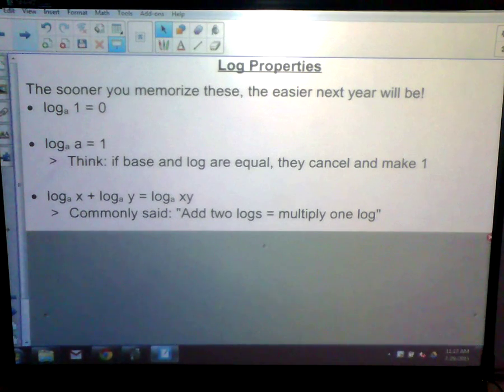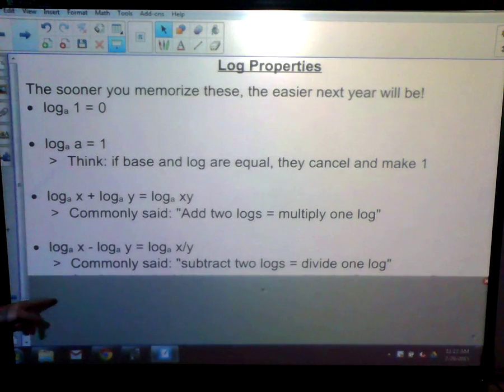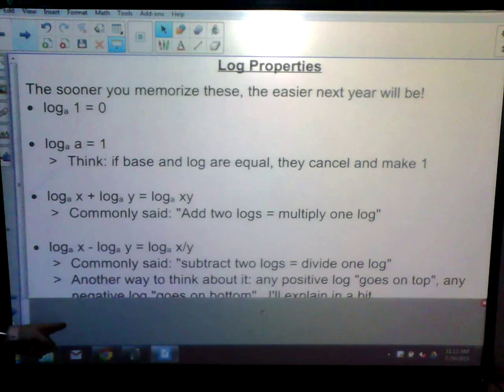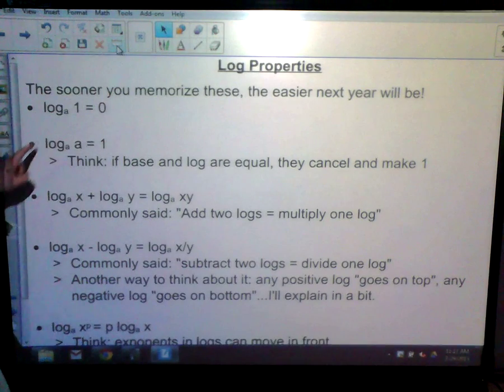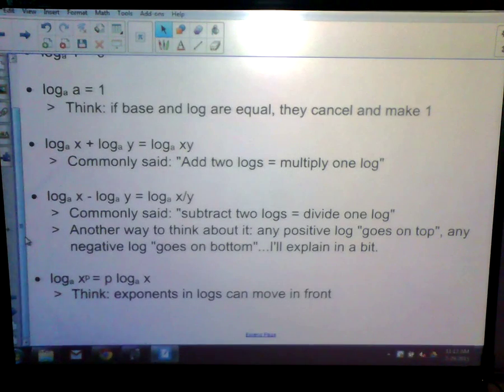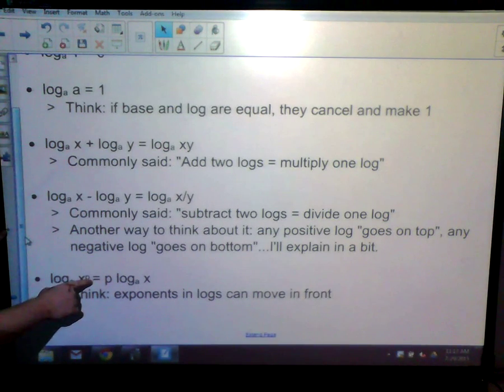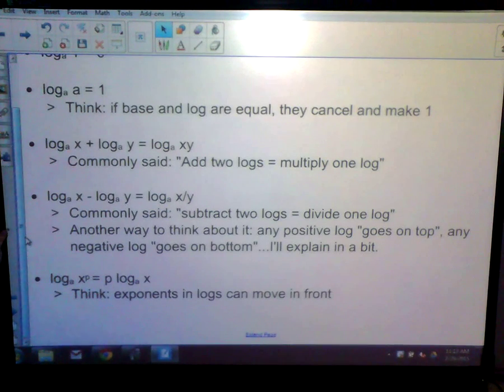2 logs added is 1 log multiplied. 2 logs subtracted is 1 log divided. Or the way I think about it is positive log on top, negative log on bottom. If there's an exponent, put the exponent in front of the log. And that's the most important thing, because now I took an exponent and I turned it into a multiplication problem.